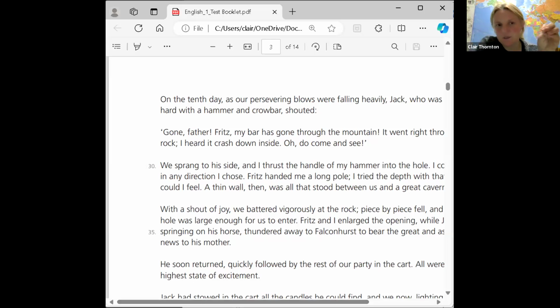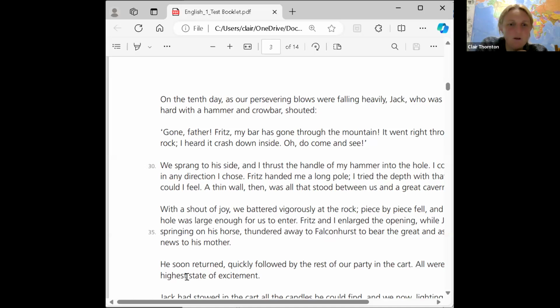Now, that's the difficulty. You might be looking for the word crowbar. It doesn't say that my crowbar has gone or lost or anything like that. It says my bar has gone through the mountain. We've got to assume, given that there's no other part that refers to him losing his crowbar, that it's that bit. Why and how did he feel at this stage? What was his reaction? Okay, so let's see what his reaction was.